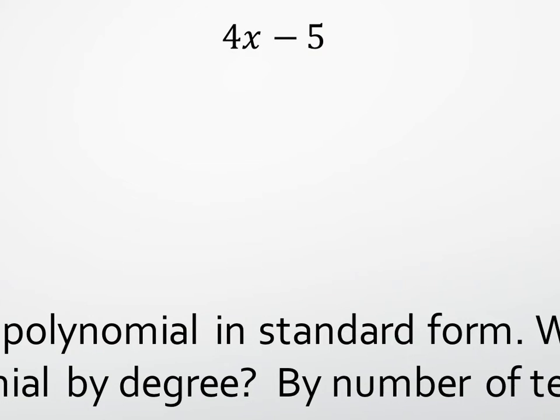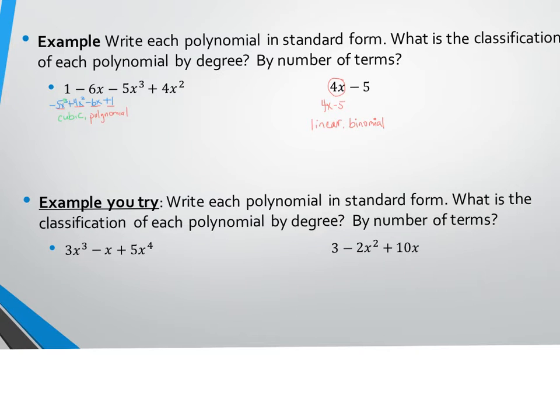If we look at this next example, what is our largest exponent? Well, we just have a linear and a constant, so our standard form is still 4x minus 5. And if we were to classify this by degree, 4x is the only thing that has an exponent, so we're going to call this a linear. And then 2 terms we call a binomial. Much like if I'm riding a bicycle, right? It's got 2 wheels. Now try the 2 example you-tries.